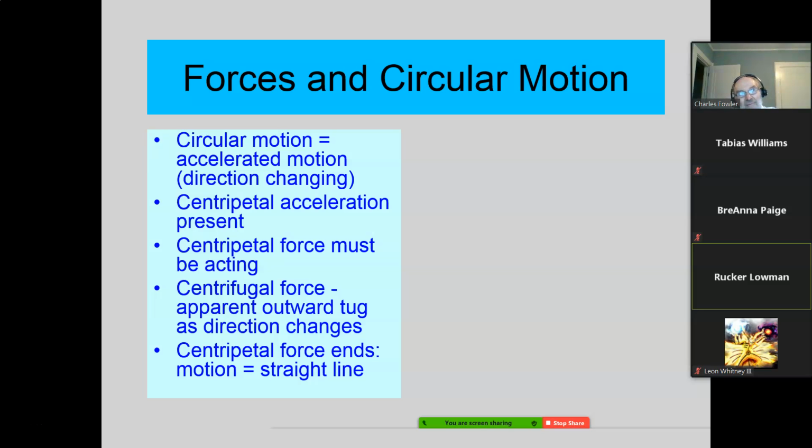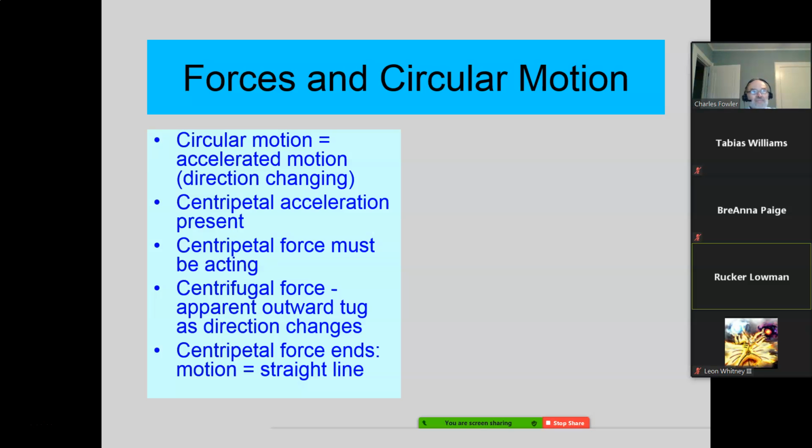Your inertia trying to keep you going in the same direction. That's not a force. That's just the result of inertia. Okay? Centripetal force ends. When it does, then you have straight line motion.